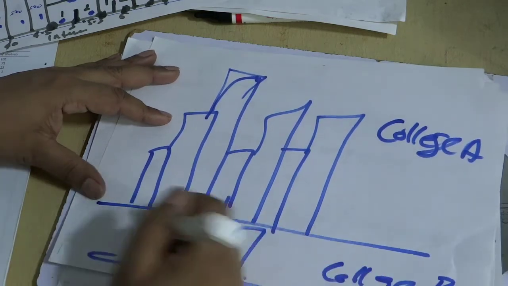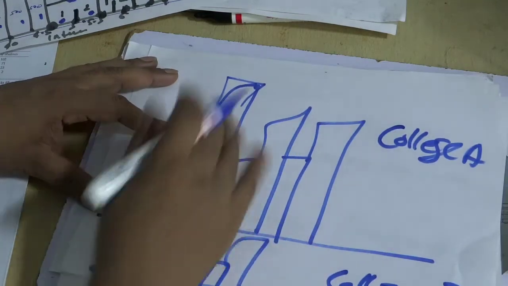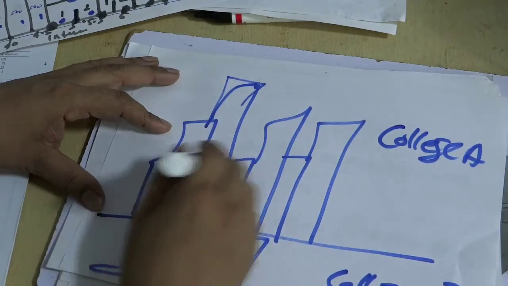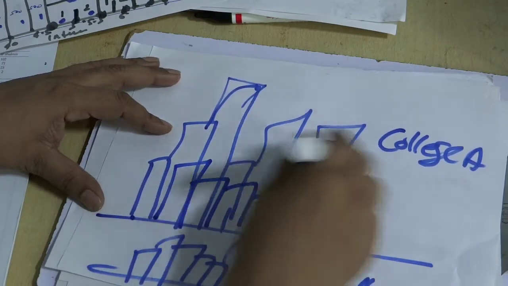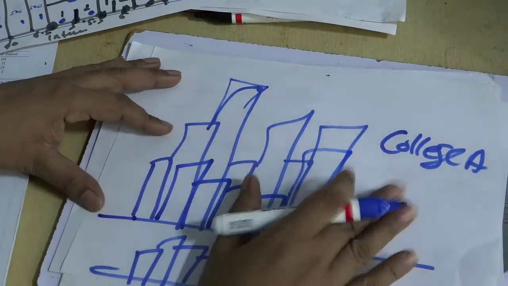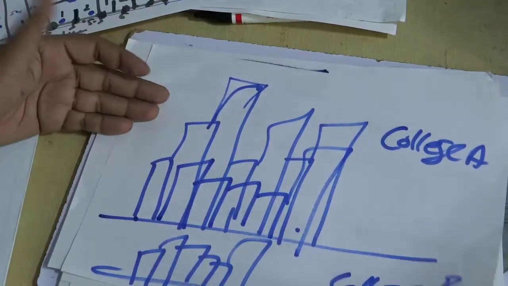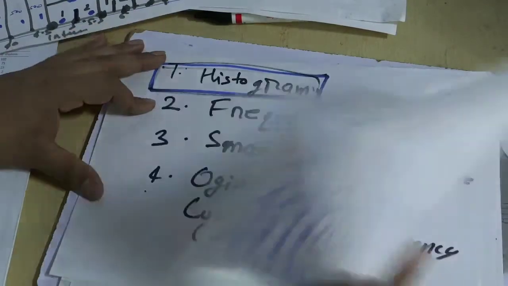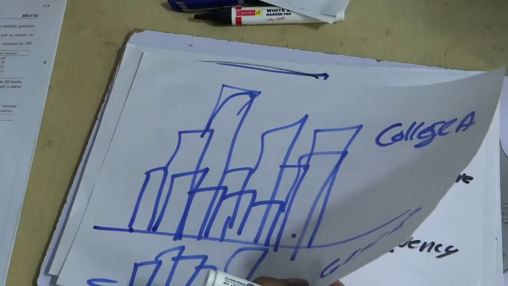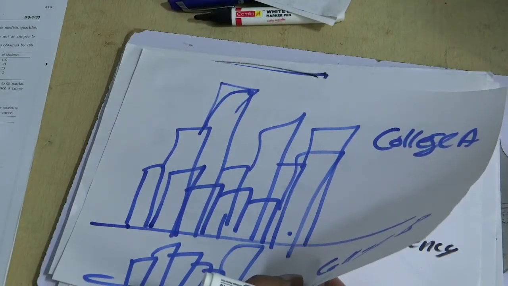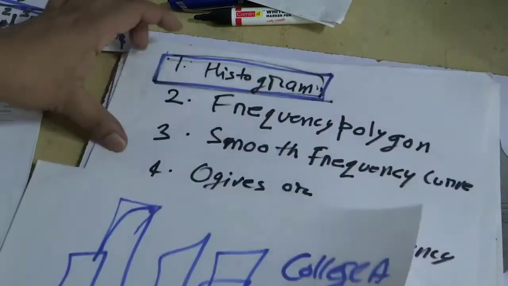We cannot draw the two sets of data in the same graph. Say for example, we cannot draw data like this. This is for college B. That is impossible and it will not look good. So what we can do here is convert it into the frequency polygon or the smooth frequency curve.